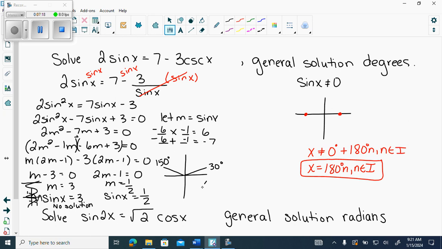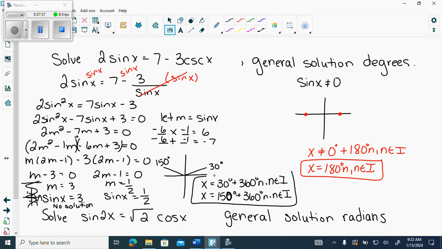No. So I say x equals 30 degrees plus 360 degrees n, n an integer. And then x equals 150 degrees plus 360 degrees n, n an integer. Yeah, true that. Did everyone do the other one?